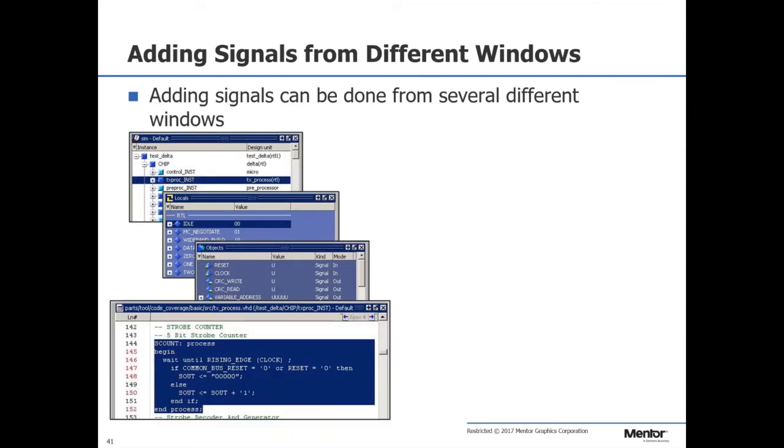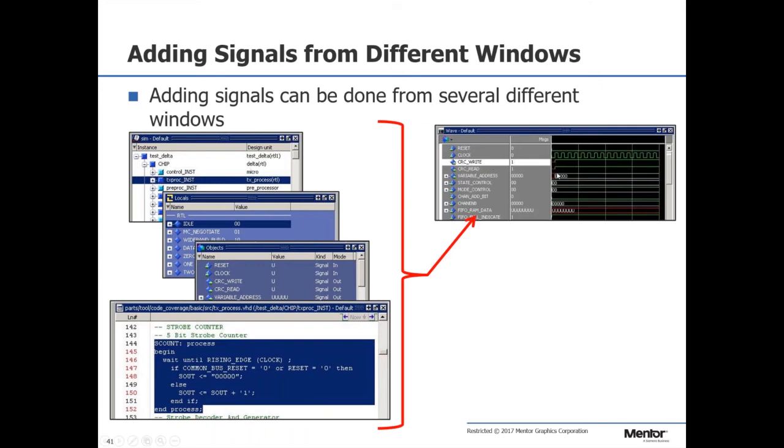So I kind of have said this before, you can get items into the wave or the log from pretty much any window in the GUI. So if I was over here in the Sim tab, I could just select this process, right-click, and say add all of those to the wave window.